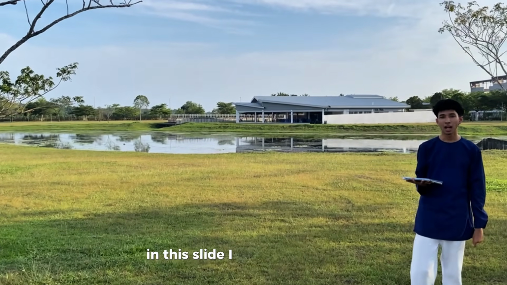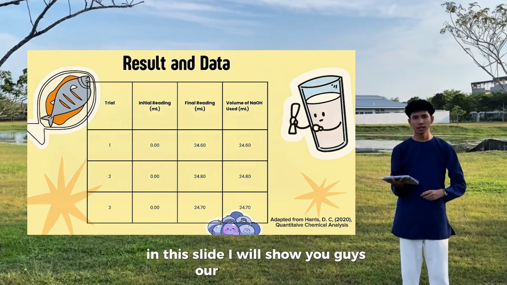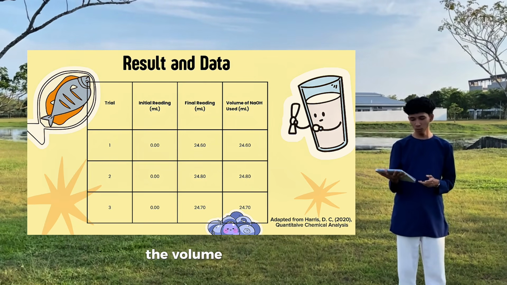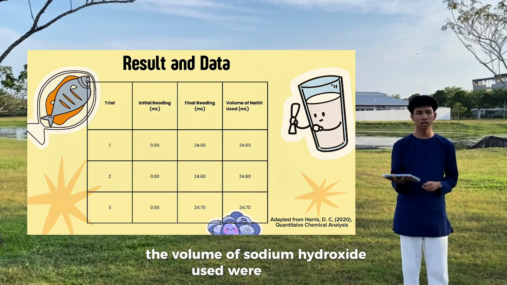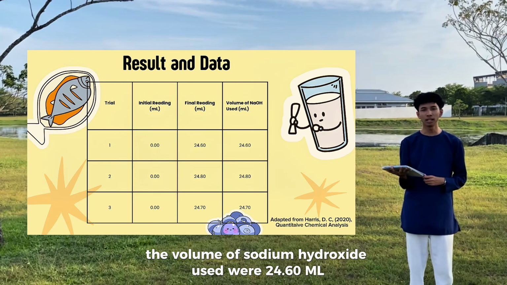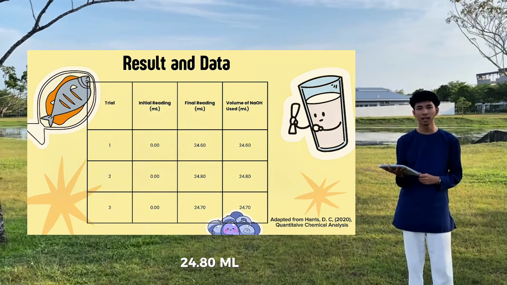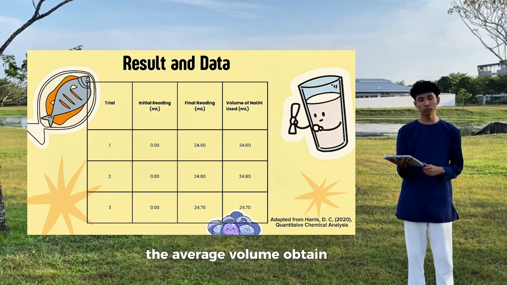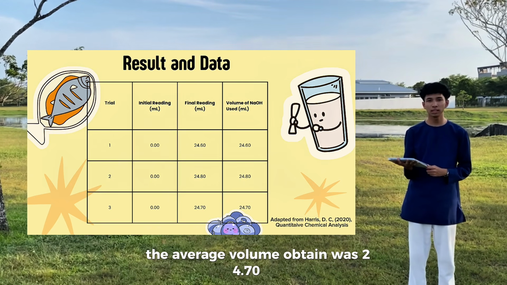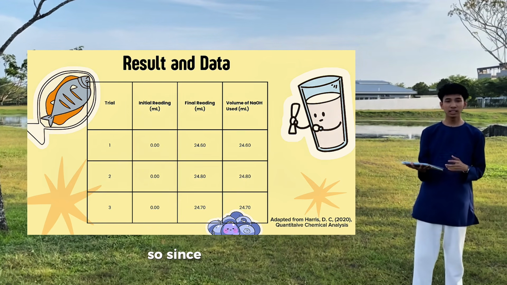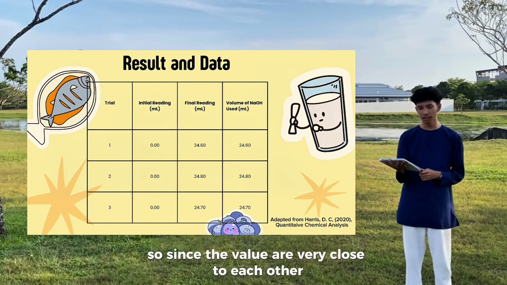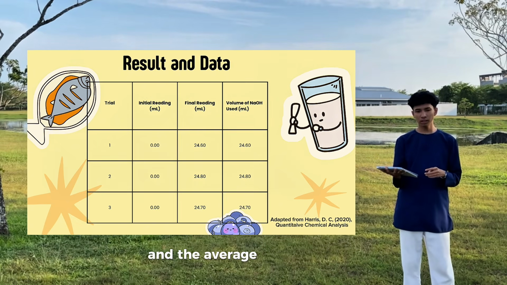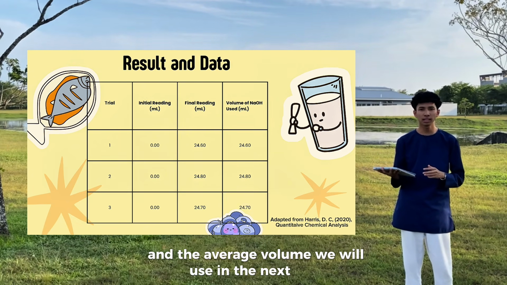Okay, in this slide, I will show you guys our data and table. So, there were 3 trials carried out. The volumes of sodium hydroxide used were 24.60 ml, 24.80 ml and 24.70 ml. The average volume obtained was 24.70 ml. So, since the values are very close to each other, the results are considered accurate and reliable. And the average volume we will use in the next slide, which is calculation.